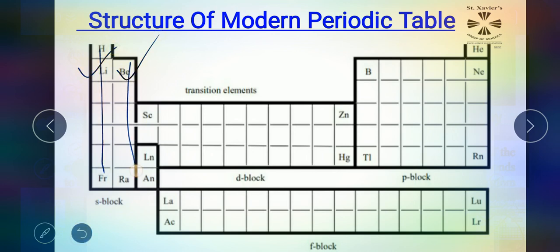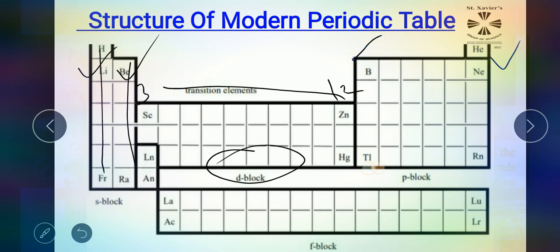The first two groups belong to the S block, students. When we talk about groups 3 to 12, these are all transition elements, and they belong to the D block. Whereas groups 13 to 18, these are all in the P block.